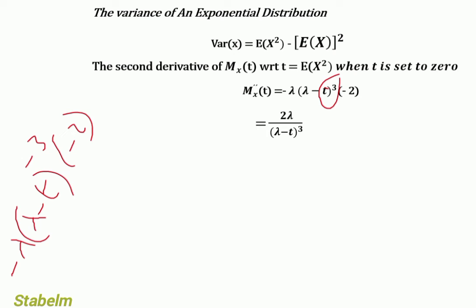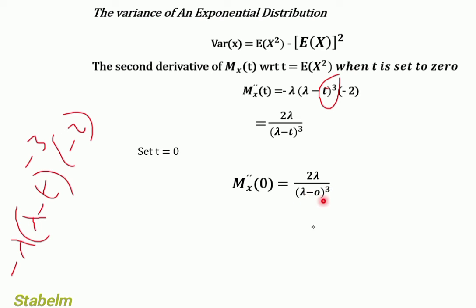Now remember that we have to set t equal to 0. If we set t equal to 0, we're going to have M double prime of 0 equals 2 lambda divided by lambda minus 0 all raised to the power of 3. Since we have 0 here, we are dealing with lambda raised to the power of 3.